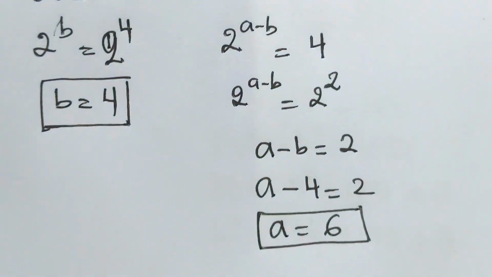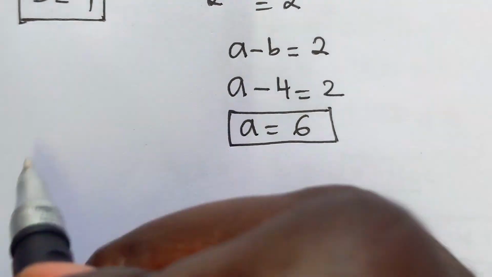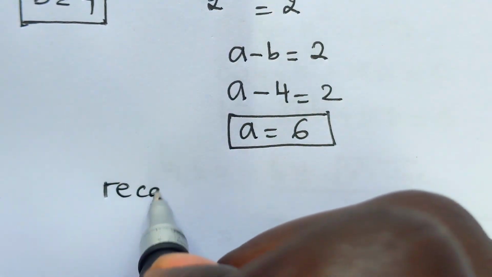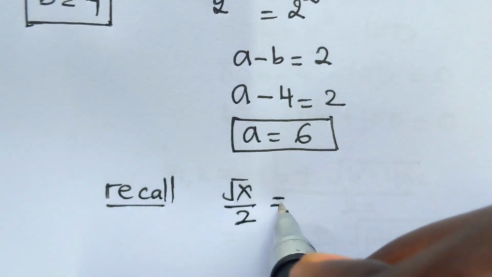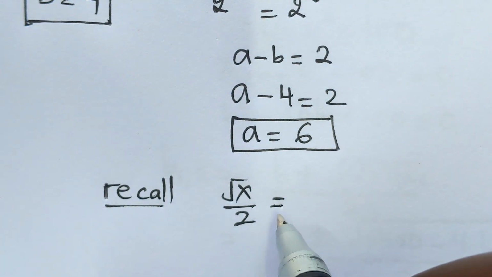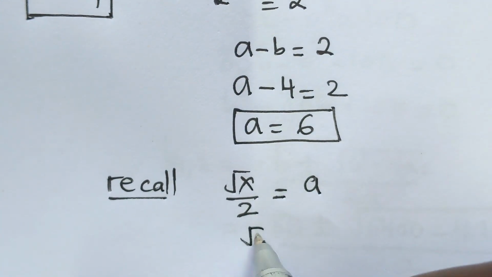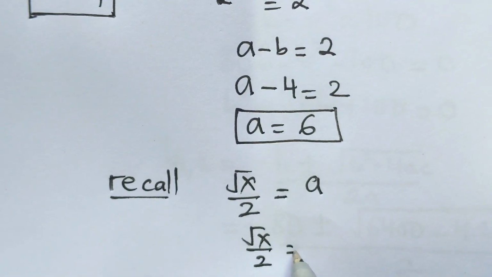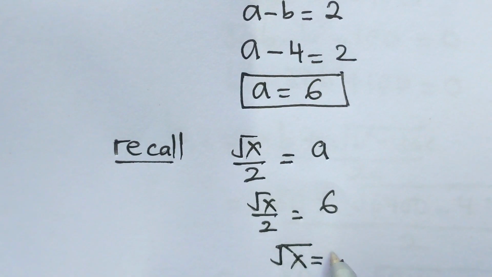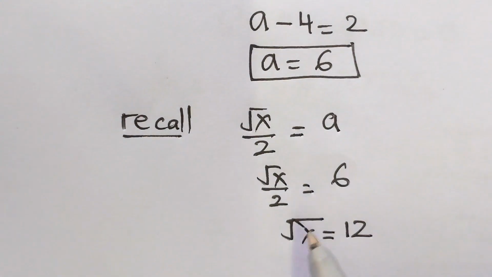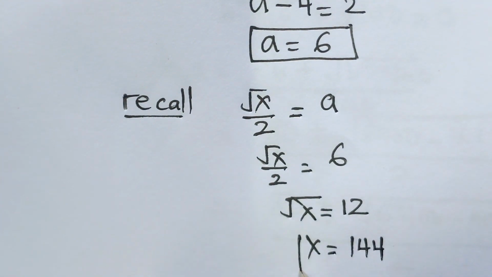Here we have to remember that square root of x over 2 is equal to a, and here square root of x over 2 is equal to 6. Of course, square root of x will be equal to 12, and our x will be equal to 144.